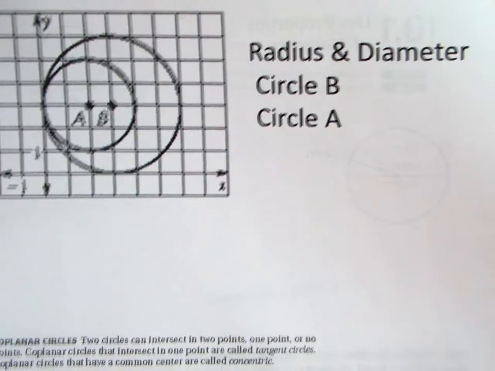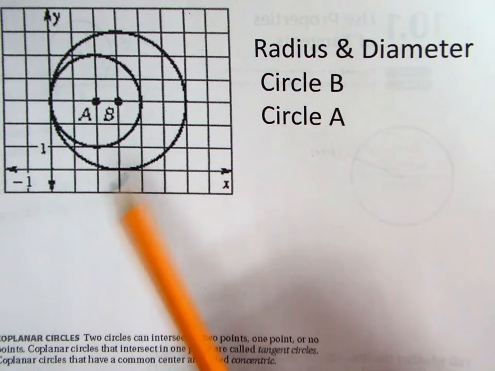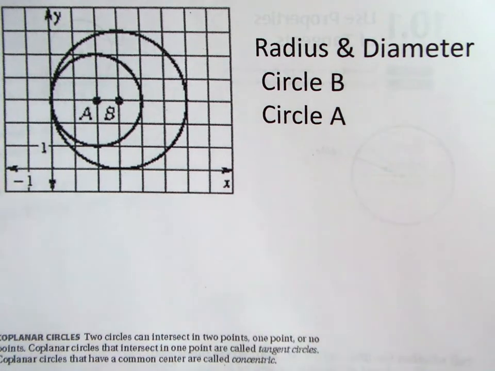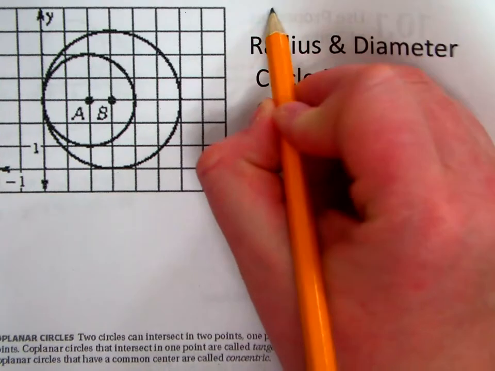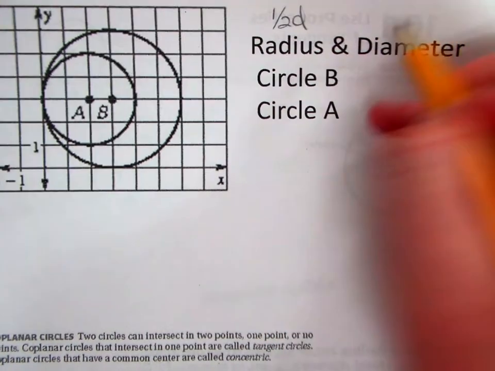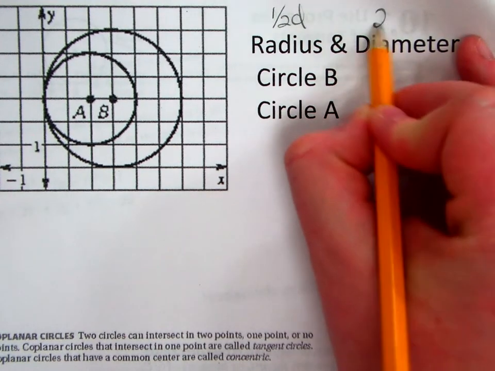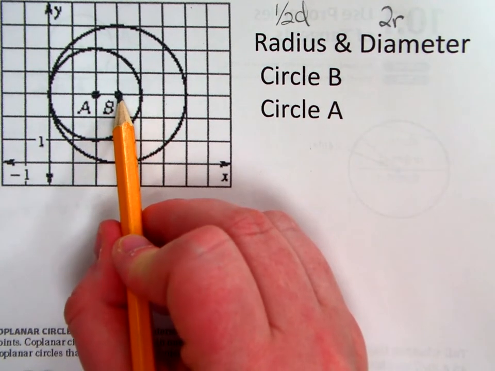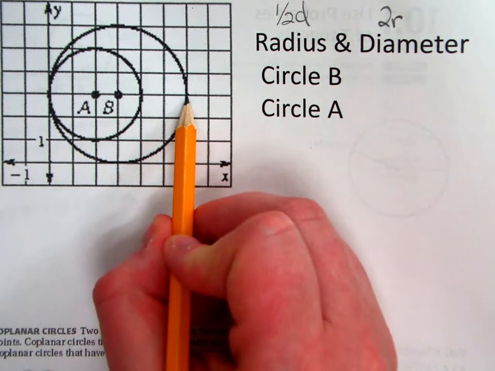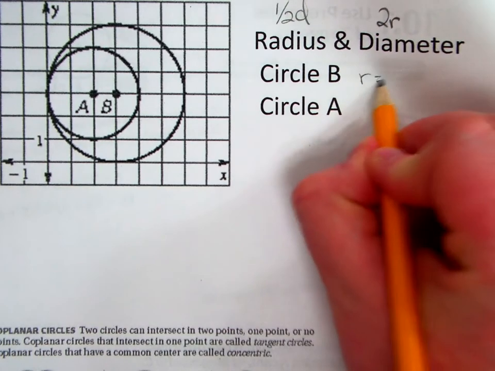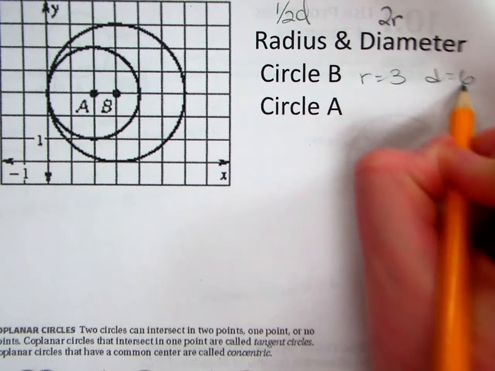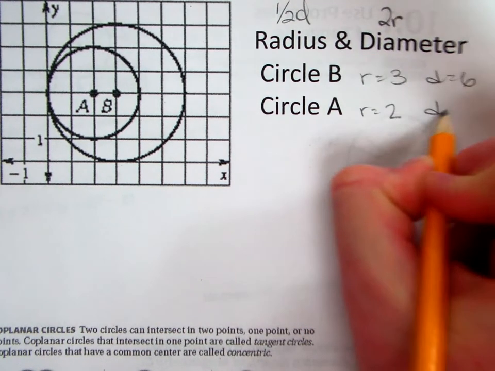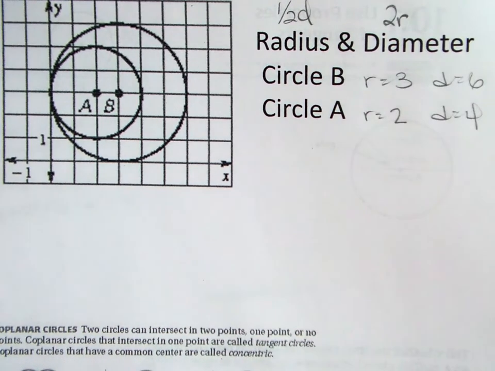Finding the radius and diameter of a circle, you have to go from the circle center to the outside. The cool thing about the radius is it is half the diameter, or the diameter is 2 times the radius. So circle B, from the center, going 1, 2, 3. The radius is equal to 3, so the diameter is equal to 6. For circle A, the radius is equal to 2, so the diameter is equal to 4.